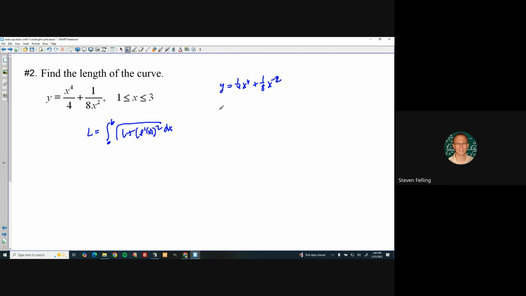That's a 2. Y prime would be 4 times that, so 1 times x cubed, minus 2 times 1/8 would be -1/4 x to the -3. So this is going to be an integral from 1 to 3 for x, square root of 1 plus that derivative of x cubed, minus 1/4 x to the -3 squared, that's all in the radical, dx. And if you do the math, that turns out to be 20.111. Okay, so that is Arclength. Not too bad.